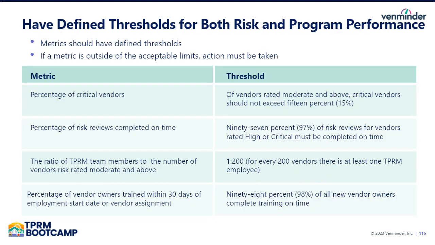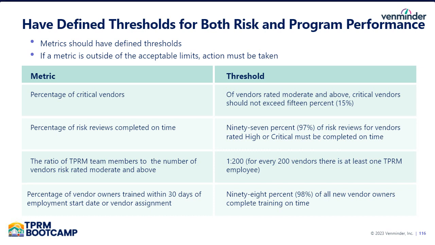So the metrics are only part of the story. We also need to set some thresholds, because if the metric is not within the acceptable threshold, then we need to take action. So for example, maybe a threshold might be that we don't want more than 15% of all of our vendors that are moderate rated and above to be considered critical.